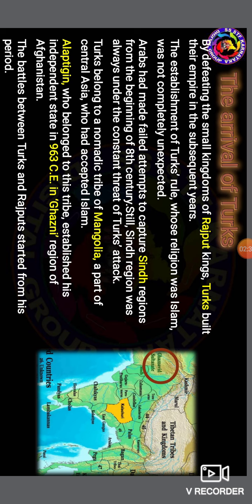The Turks belonged to a nomadic tribe of Mongolia, a part of Central Asia, who had accepted Islam. Alaptigin, who belonged to this tribe, established his independent state in 963 CE in Ghazni, the region of Afghanistan. The battles between the Turks and the Rajputs started from this period.